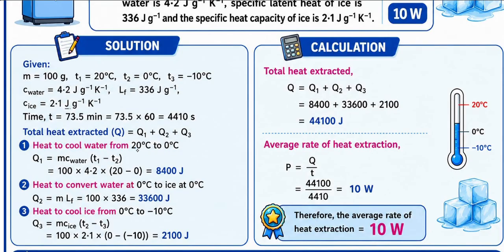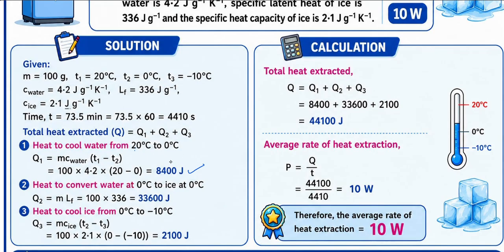Here we have two different temperatures. It means we have to apply the formula Q equals mc into delta T, the temperature difference. Delta T is T1 minus T2. The mass of water is 100 gram, the specific heat capacity of water is 4.2, T1, the initial temperature of water, is 20. When water is cooled it will be at 0 degrees Celsius, so 20 minus 0. After calculating this, we will get 8400 joule. This is the heat extracted during cooling of water from 20 degrees to 0 degrees Celsius.